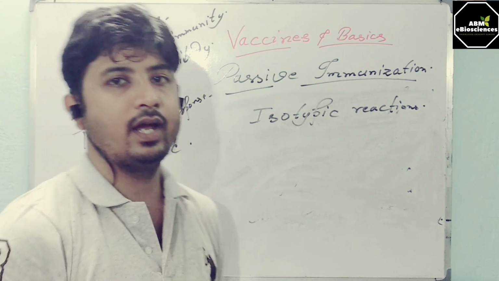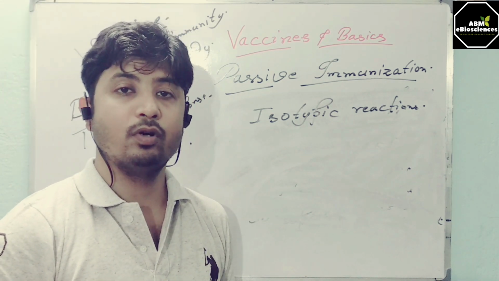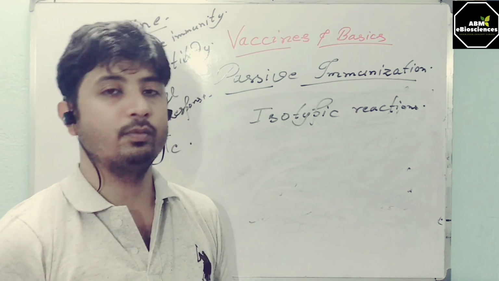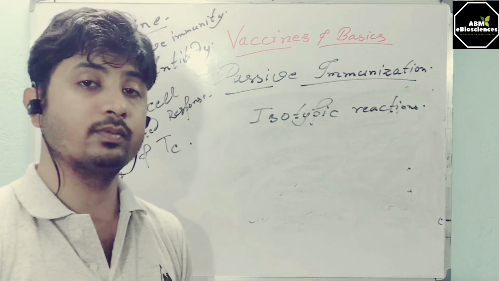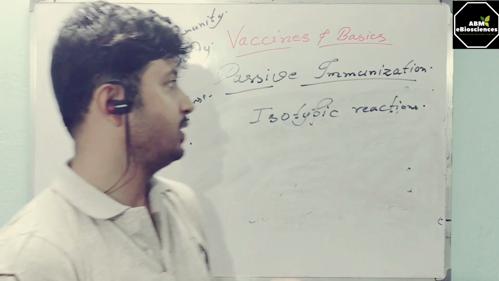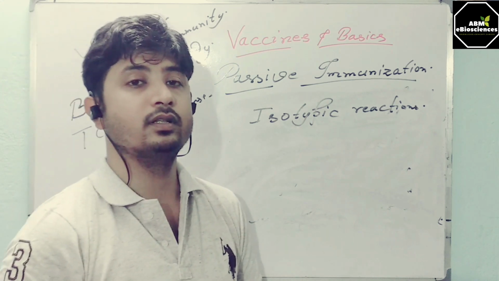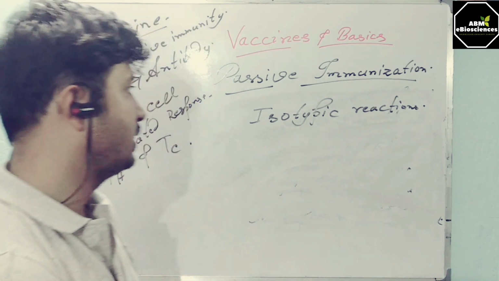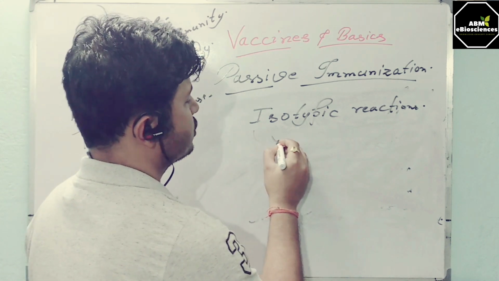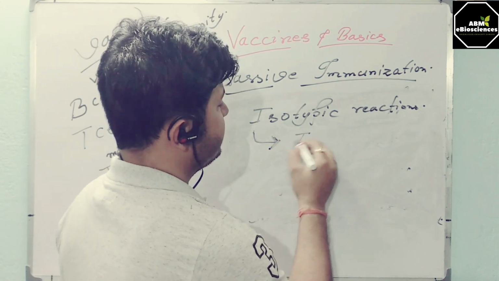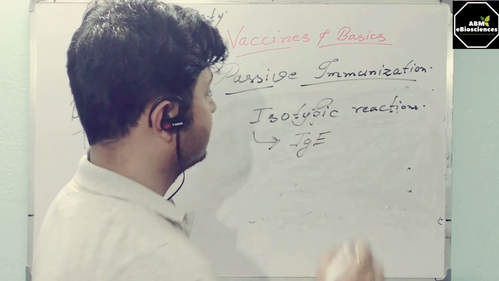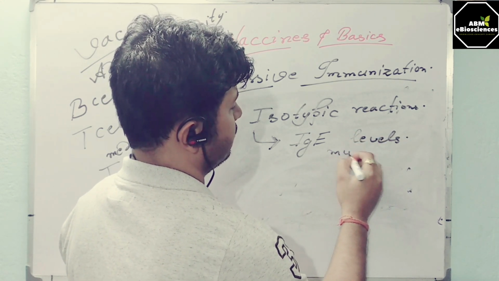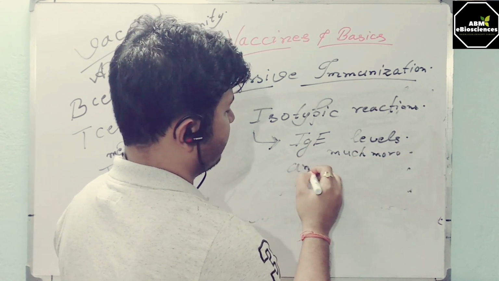Isotypic reactions: if you read the antibody chapter, you'll see idiotypic antibodies, isotypic antibodies, allotypic antibodies. These antibodies have differences depending on the Fc regions, the amino acid compositions, and variable regions of the antibodies. So the isotypic reaction deals with species specificity, when a different species' antibody is injected inside your body. That time the reactions may be elevated. It can elevate your IgE levels much more in some individuals, not all individuals. So you may get an anaphylactic shock.